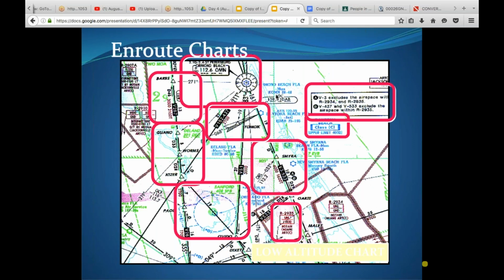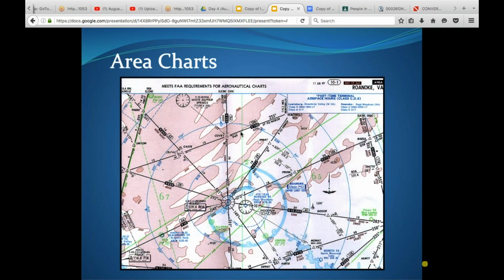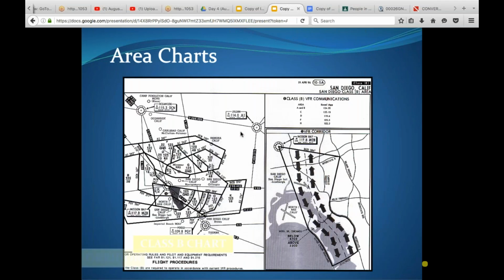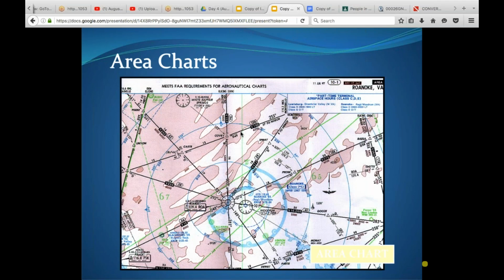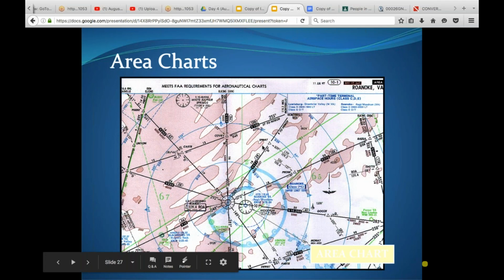Oh yeah, so that was our localizer there. Let's get back on track, huh? Let's just skip area charts. Yeah. This is just airspace. That's what it's talking about there for Roanoke.